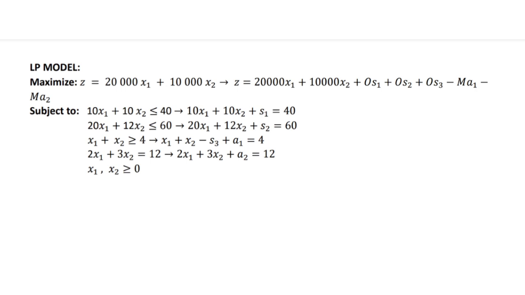So now, let us convert inequalities to equalities using slack and artificial variables because we will solve using the Big M method. Constraints become, first is filming: 10x sub 1 plus 10x sub 2 plus s sub 1 is equal to 40. Editing is 20x sub 1 plus 12x sub 2 plus s sub 2 is equal to 60. Minimum videos is x sub 1 plus x sub 2 minus s sub 3 plus a sub 1 is equal to 4. The linear condition is 2x sub 1 plus 3x sub 2 plus a sub 2 is equal to 12. And the objective function becomes z is equal to 20,000 x sub 1 plus 10,000 x sub 2 plus 0 s sub 1 plus 0 s sub 2 plus 0 s sub 3 minus M a sub 1 minus M a sub 2. This discourages artificial variables from entering the final basis.